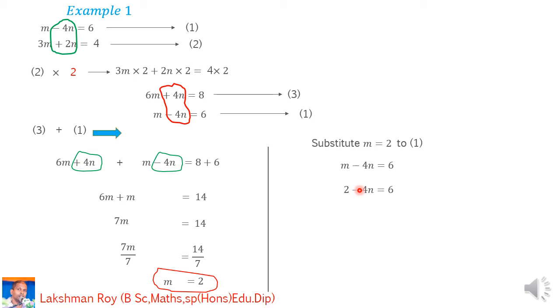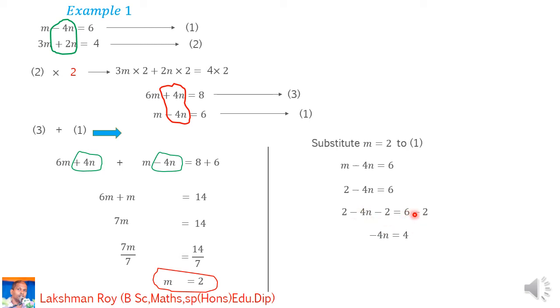The sign is in front of the term, so the sign is negative. To solve this equation, you can remove this 2. What is the sign of 2? No sign in front means positive. That means you can remove this 2 by subtracting 2. Subtract 2 from the right side also. Positive 2, negative 2, that is 0. Here negative 4n remains, be careful. On the right side, 6 minus 2 is 4.